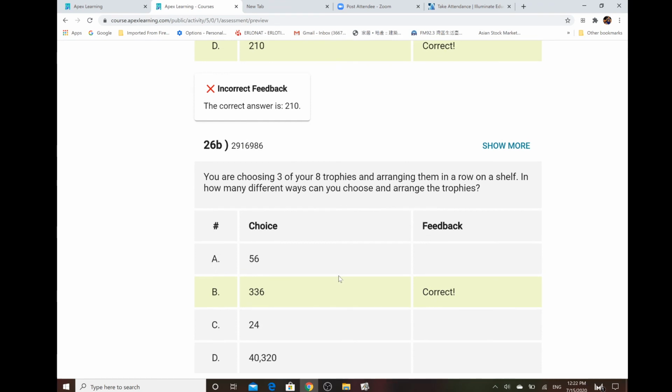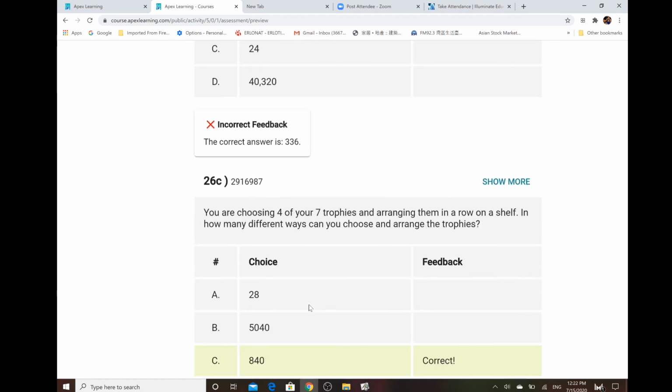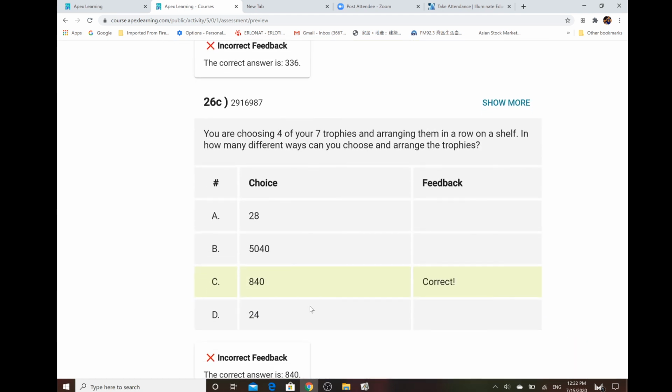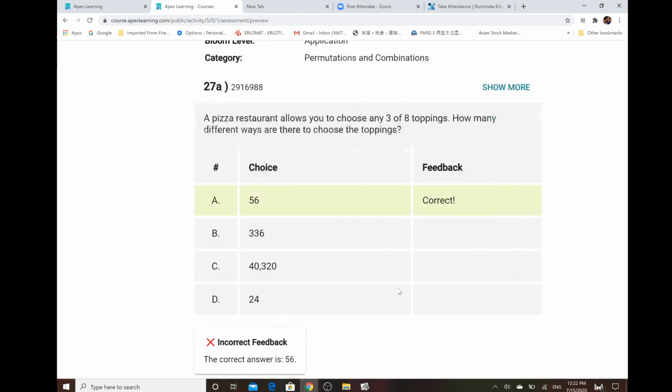And now let's see what else. So another permutation. So you're choosing 3 of your 8 trophies and arranging them in a row. Okay, so same kind of problem. So 8 pick 3. So eventually it's going to be 336. And then 7 pick 4. So 7 factorial over 3 factorial, 840.